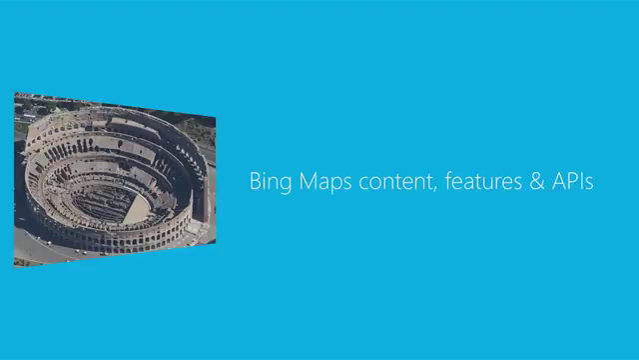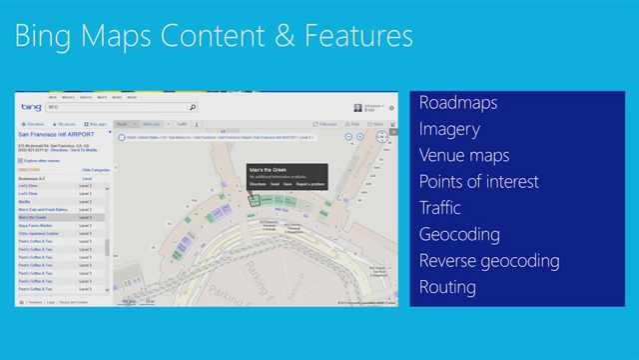But before we now go into the coding and see how we integrate it in our own applications, let's have a quick look at the content, the features, and the APIs that we have. Now, Bing Maps comes with a large amount of content, petabytes of data that include road maps, imagery, and venue maps that allow you to drill inside a venue, airport, shopping mall, sports arenas, these sort of things. And you can have detailed information about the stores, in this case, in one of these airports.